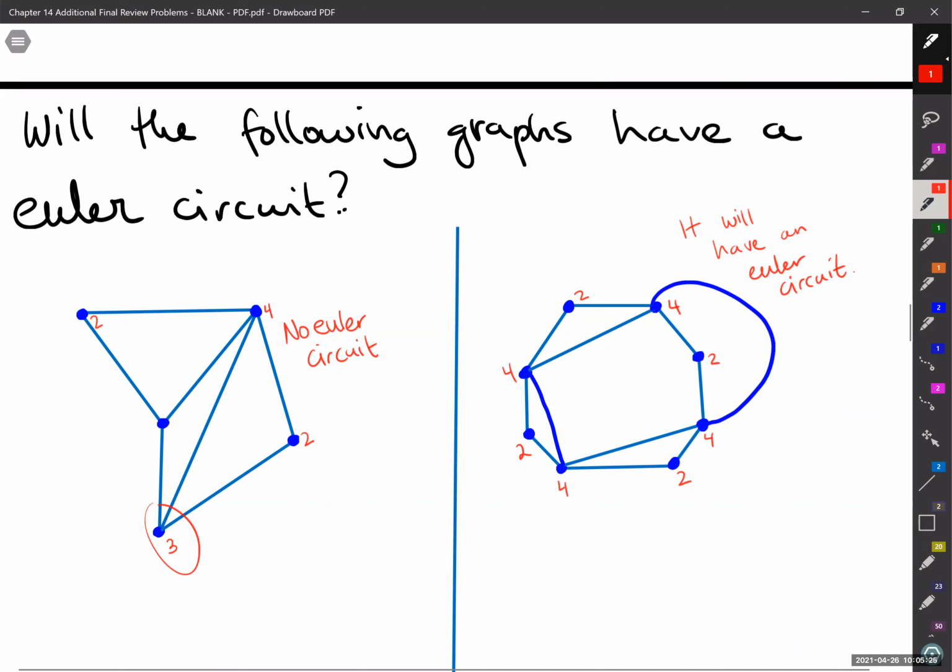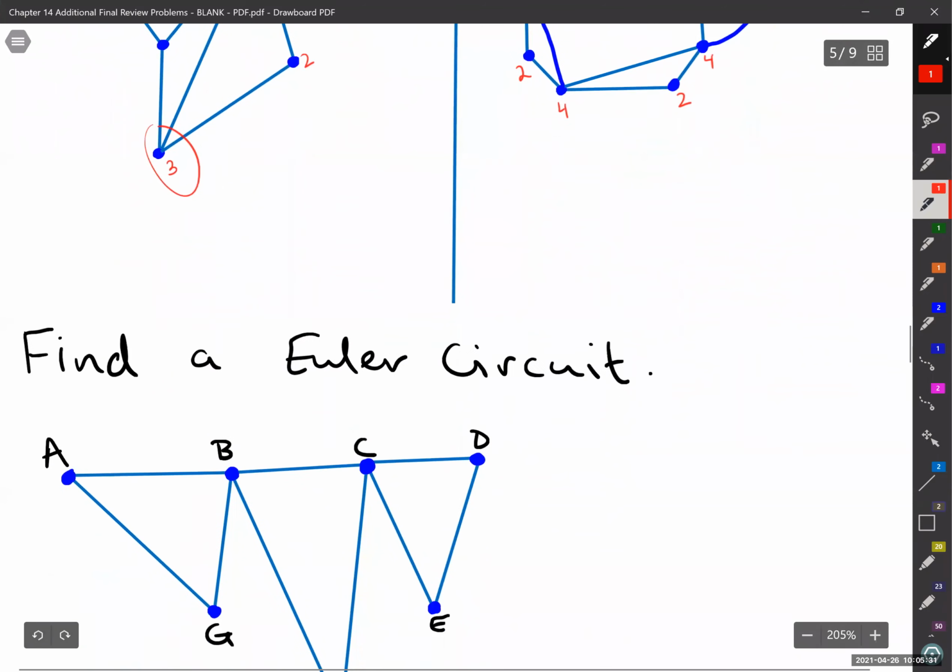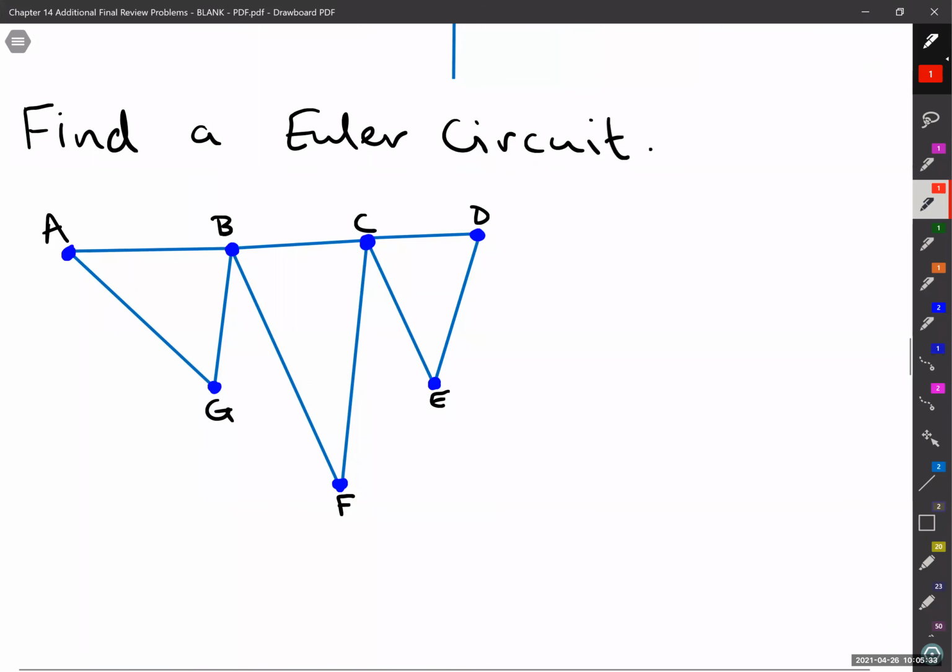So remember, the existence is just a degree counting argument. If they're all even, it does have one. If even one or more is odd, it does not. Next up, we could ask to find one. Now here, there's going to be many such examples.